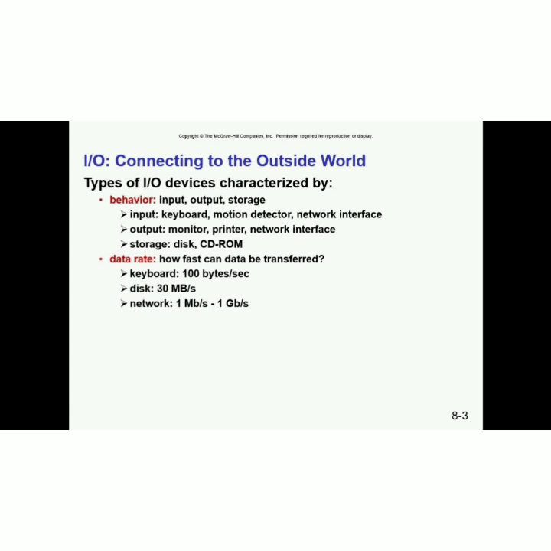Next is data rate, which is how fast data can be transferred. First, keyboard is 100 bytes per second, disk is 30 MB per second, and network is 1 MB per second to 1 GB per second.